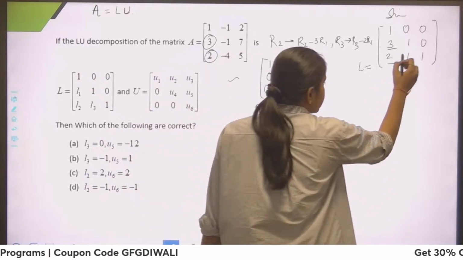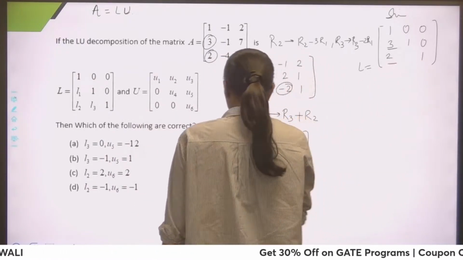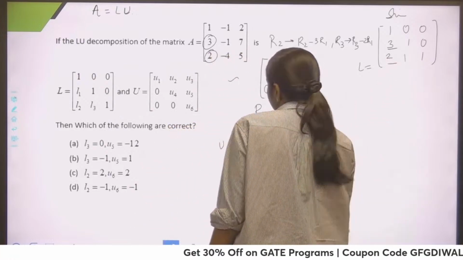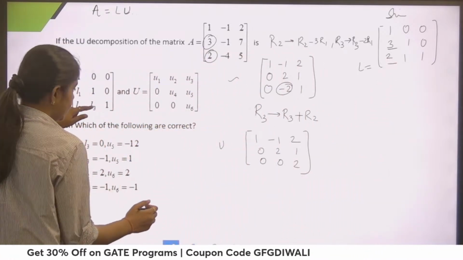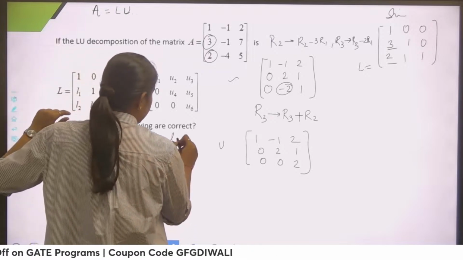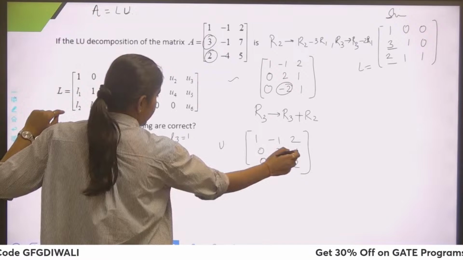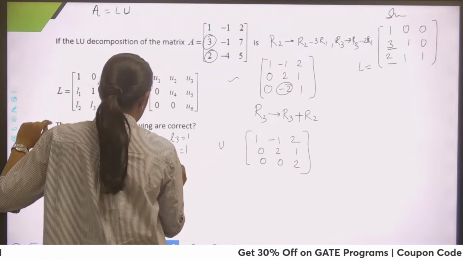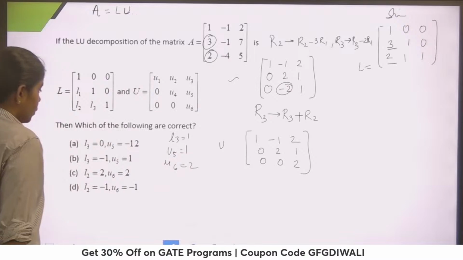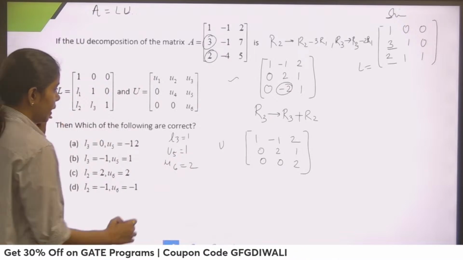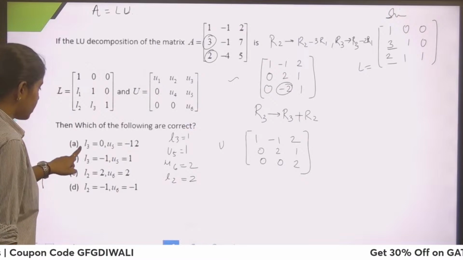Now, if you would compare, this is 1. This is 1. Now they are asking L3. What is L3 here? L3 is this. L3 is 1. And they have given U5. What is U5? U5 is also 1. And they are asking U6. U6 is 2. And L2? L2 is 2. Now let's compare which of the options is correct.